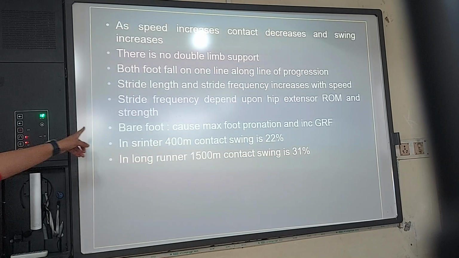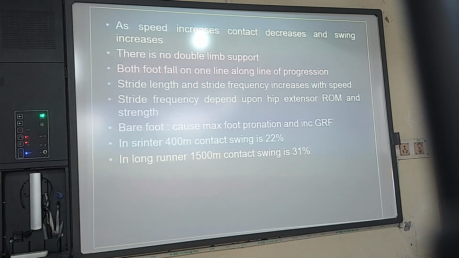Now there is something called barefoot running. We advise others not to go for barefoot running because it causes foot pronation, and thus it increases the ground reaction force. Chances of injury increase. The foot will pronate. What will happen when the foot will pronate?